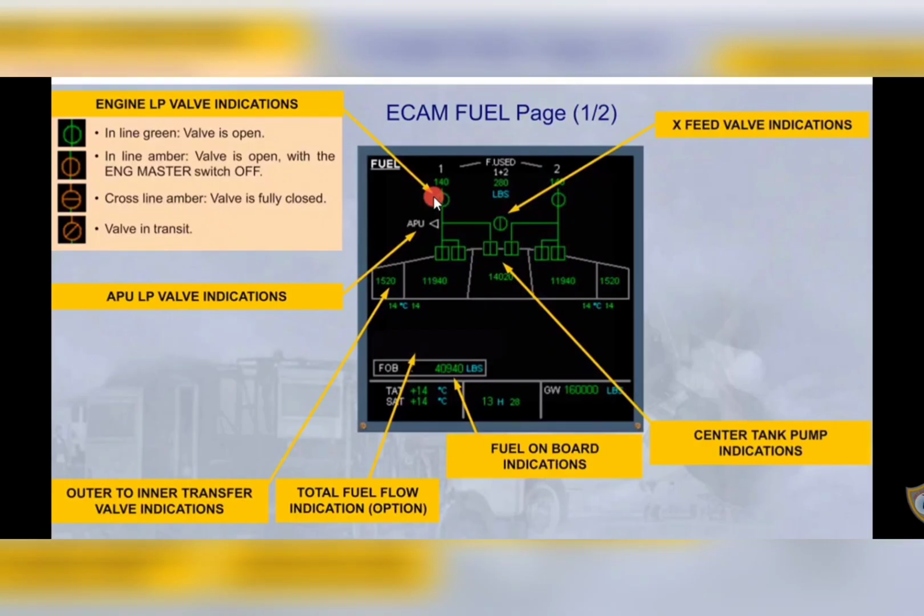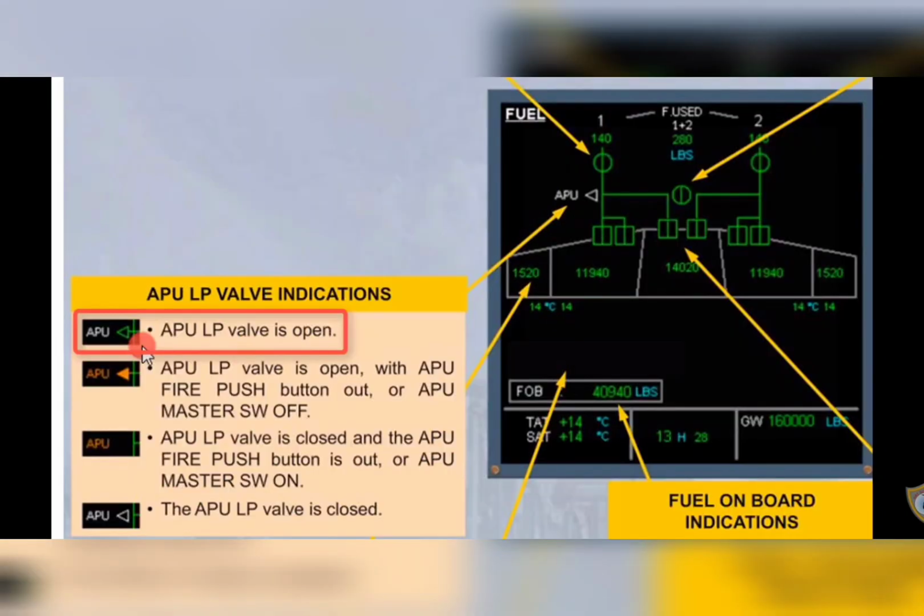Now this is the picture of engine low pressure valve indications and APU valve indications, and everything: center tank, fuel on board, and fuel flow. This is a picture of APU low pressure valve indication, and it is closed in this picture. When it's open, it will be in green color, and when it's in transit, it will be half in amber. Now all the positions are shown.